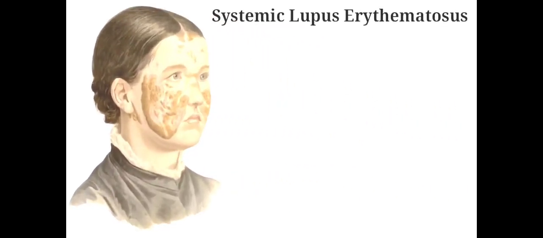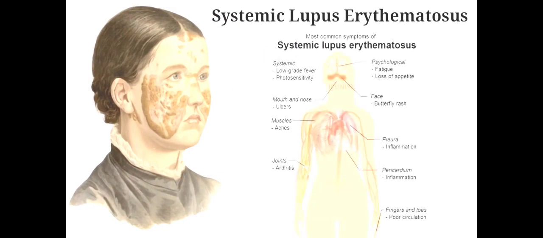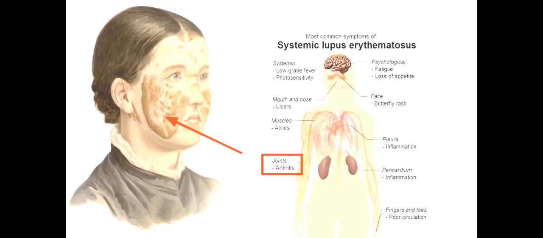Systemic lupus erythematosus is an autoimmune disease. In this disease, the immune system of the body mistakenly attacks healthy tissue. It can affect the skin, joints, kidneys, brain, and other organs.